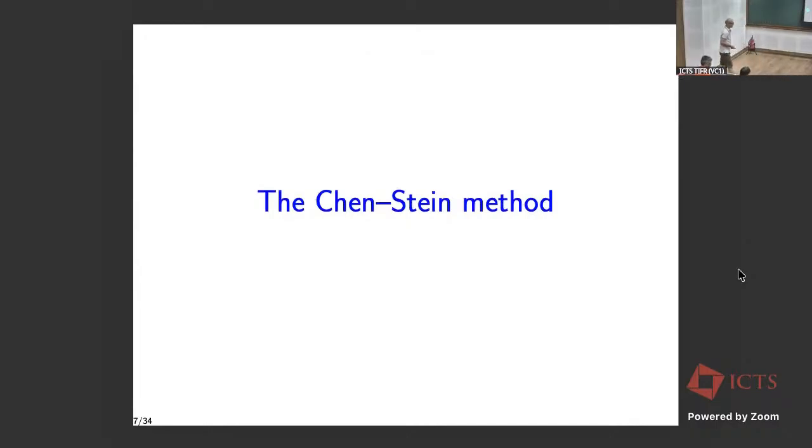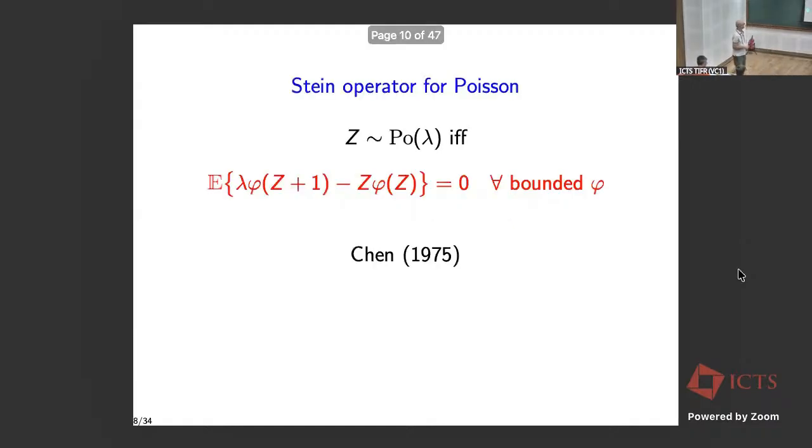So let's go into Stein's method for Poisson approximation, sometimes called the Chen-Stein method, or sometimes the Stein-Chen method. And Louis Chen, this is the Chen here, says it should be called Stein's method for Poisson approximation. Trying to be humble, he says that's what it should be called. So we've seen before, if Z is Poisson lambda, that's if and only if the expectation of lambda phi(Z+1) minus Z phi(Z) equals 0 for all, say, bounded phi, and that goes back to Louis Chen in the 70s when he did his PhD at Stanford with Charles Stein.